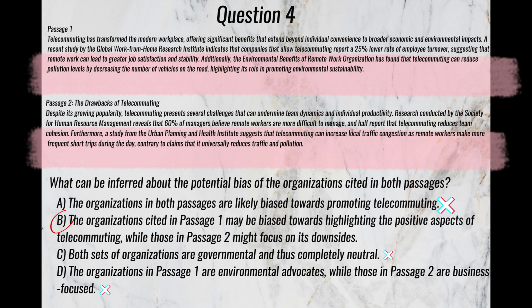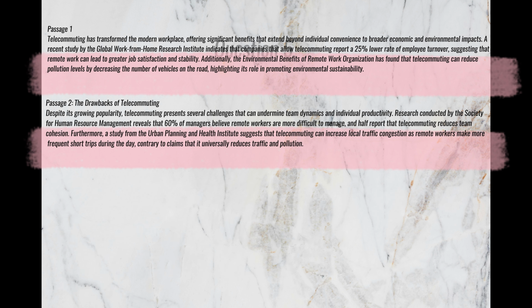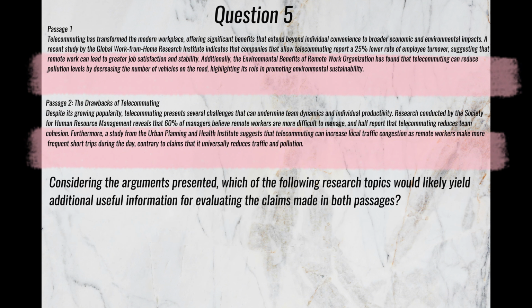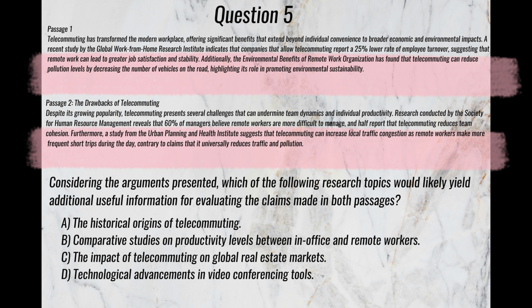It subtly hints at how each set of organizations might have a tilt towards either highlighting the benefits or underscoring the negatives, which fits perfectly with how the passages are structured. Finally, let's tackle question 5, which asks us to consider what additional research would be helpful. Choice A discusses the origins of telecommuting, and choice C and choice D explore impacts and technological advancements respectively, but these don't directly relate to the arguments at hand.